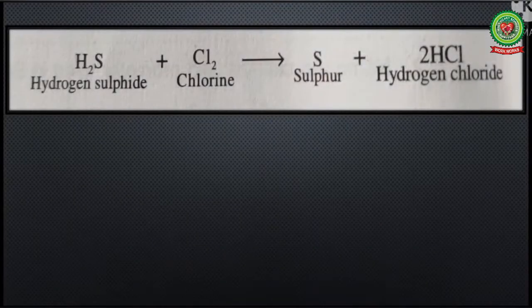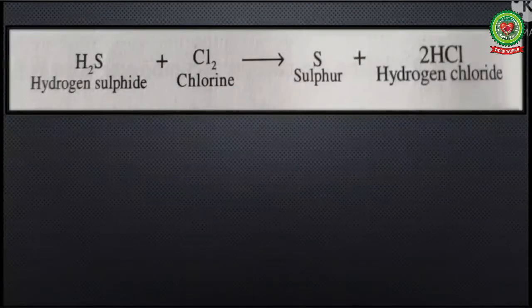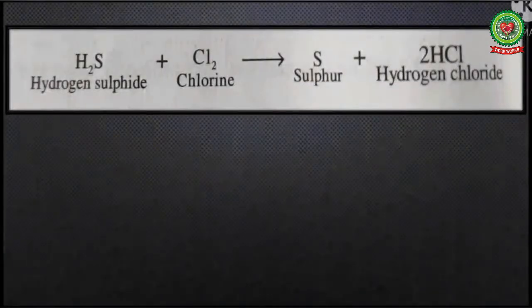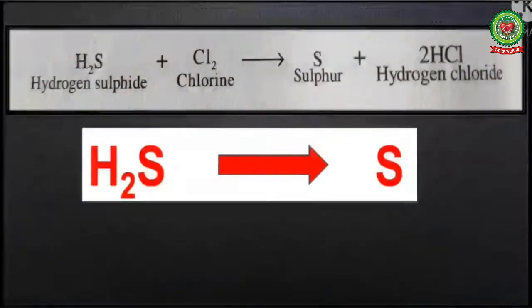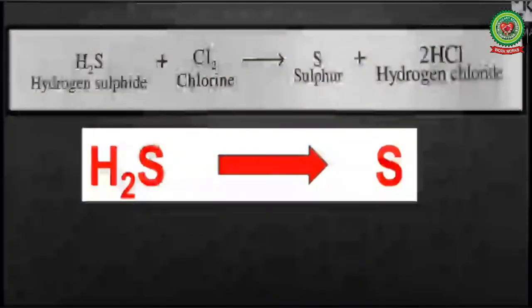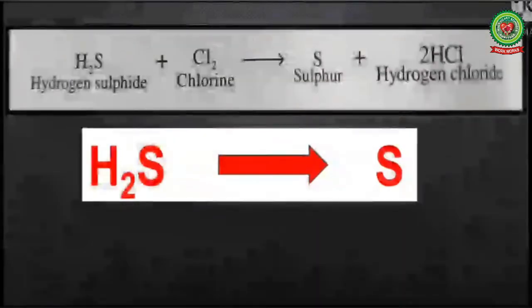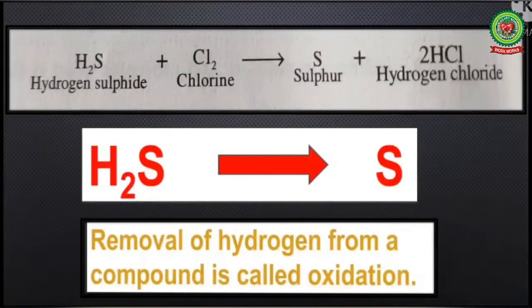For example, when hydrogen sulfide reacts with chlorine, then sulfur and hydrogen chloride are formed. In this reaction, hydrogen sulfide is changing into sulfur. That is, hydrogen is being removed from hydrogen sulfide. Now, by the definition of oxidation, we can say that hydrogen sulfide is being oxidized to sulfur.